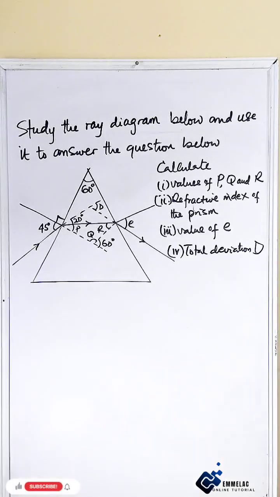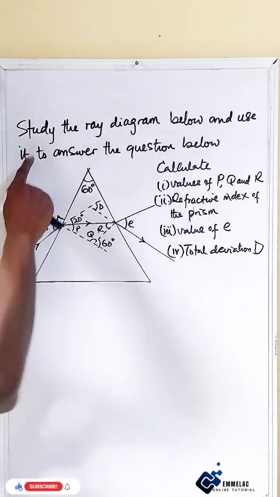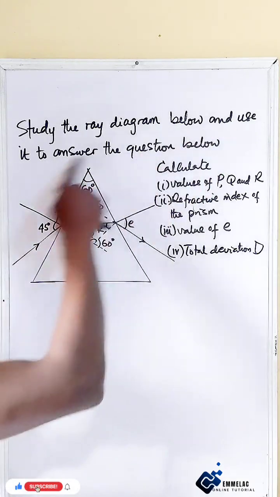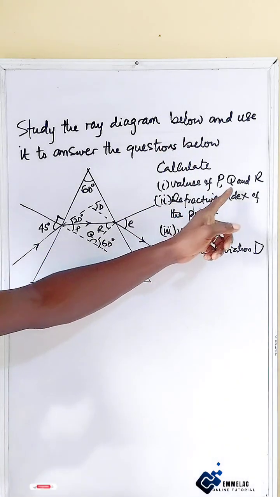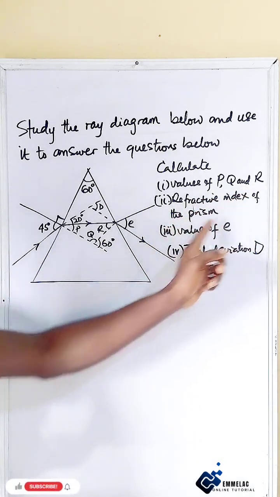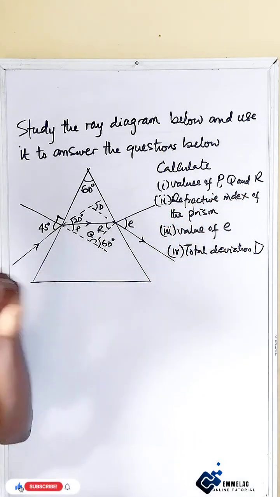And let us solve this question. It says, study the ray diagram below and use it to answer the questions below. Okay. Now we are told to calculate the value of P, Q, R, the refractive index of the prism, the value of E, and the total deviation.